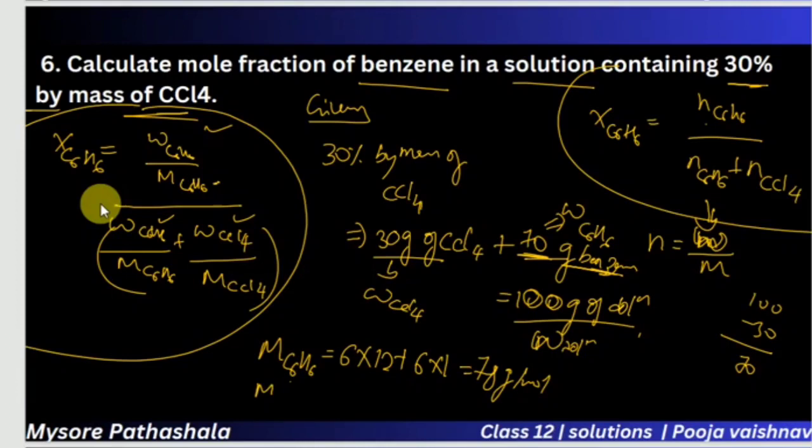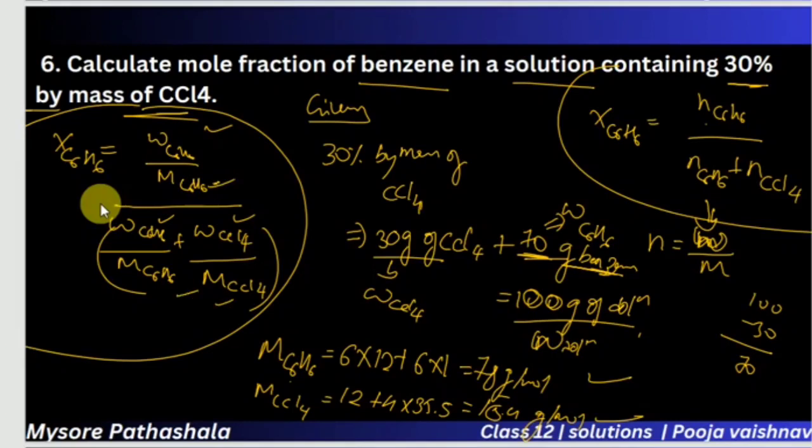Similarly, molar mass of CCl4. So carbon is 12 plus chlorine, 4 chlorine atoms are there, each chlorine atomic mass is 35.5. So if we solve this, we are going to have the value equal to 154 gram per mole. So now I got the molar mass also.